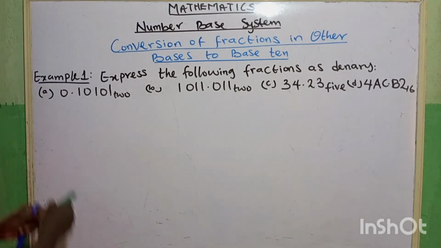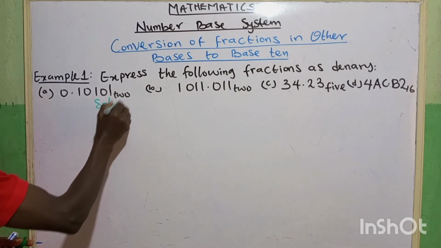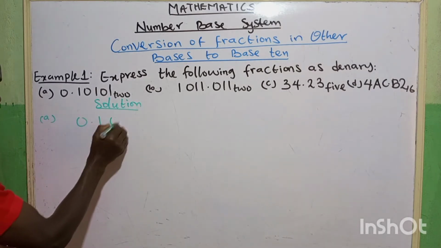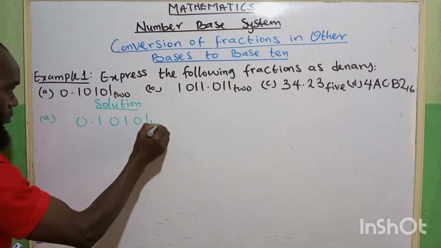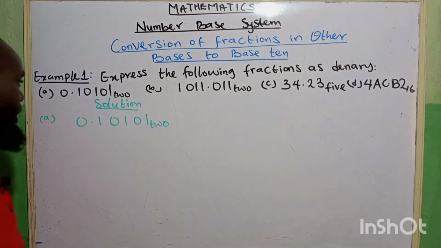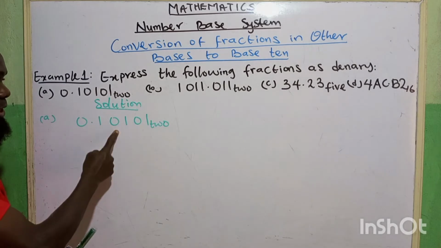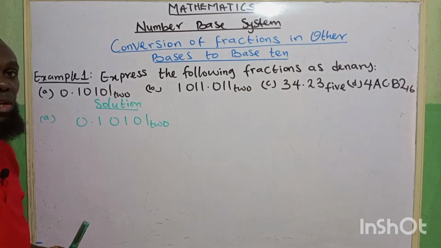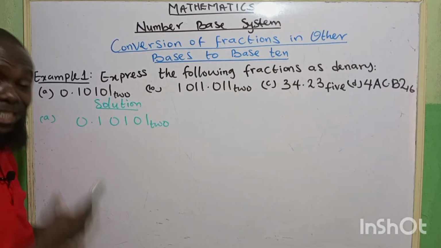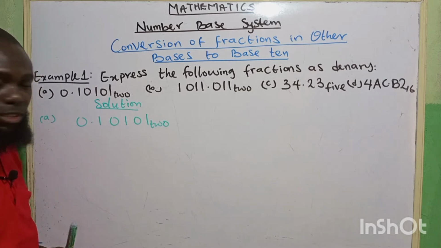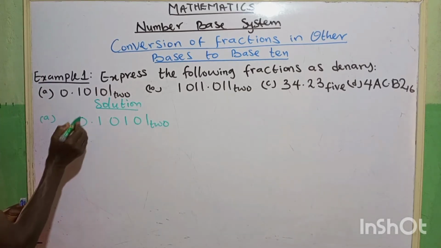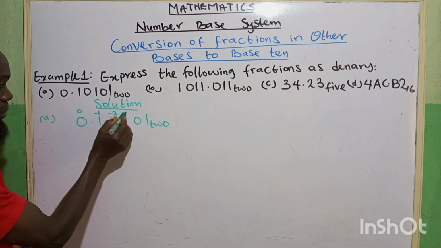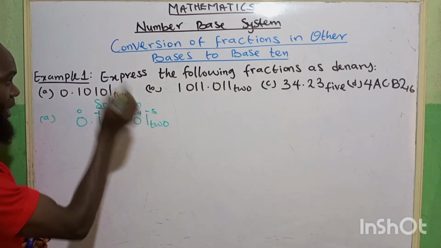Now, the first one, question A says 0.10101 base 2. As we normally do in converting from other bases to base 10, the same method is what we are going to apply here. Now, let's go on. So, this one, the power is 0. So, for this one, we're going to have minus 1, minus 2, minus 3, minus 4, minus 5.